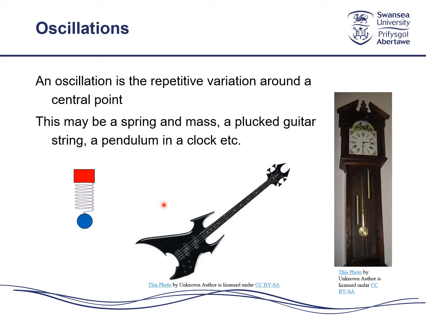Just to define an oscillation: whilst we've encountered forces moving objects from point A to point B frequently, an oscillation is the repetitive variation around a central point. This may occur in situations such as a spring with a mass on the end. If the mass is displaced from this central equilibrium, it will oscillate back and forth. A plucked guitar string, or a pendulum in a clock.